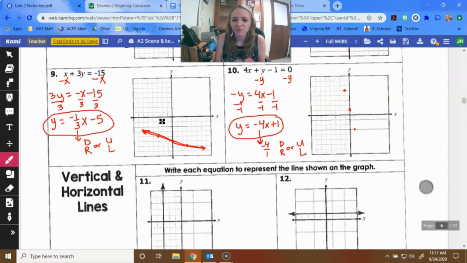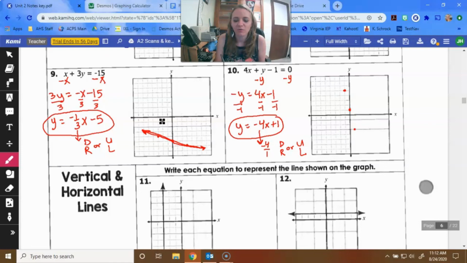Then, alright, on this one, I went ahead and everything was on one side. I know y has to be by itself, so I did it this way. You didn't have to do it this way. You could have moved the 4x and the 1 over, and that would have been just fine. Moved y over, and then I had a -y, so I just divided everything by -1 and ended up with this. So this is the correct equation.